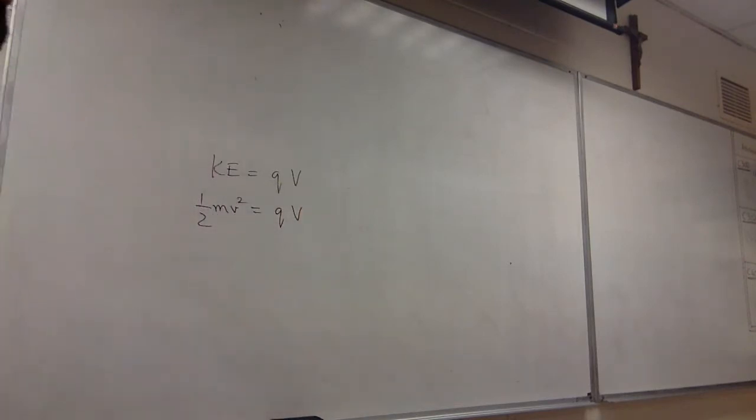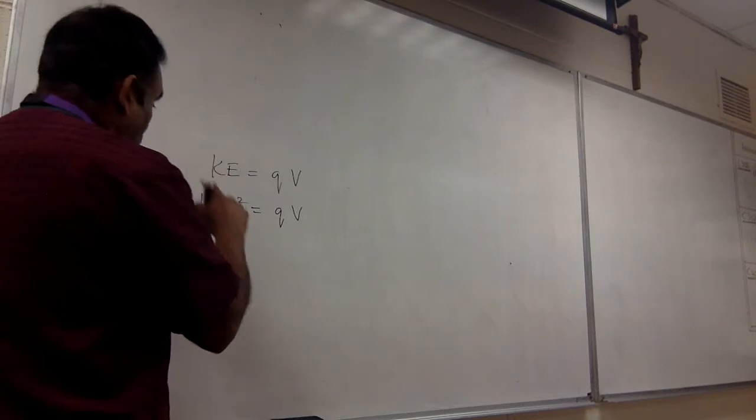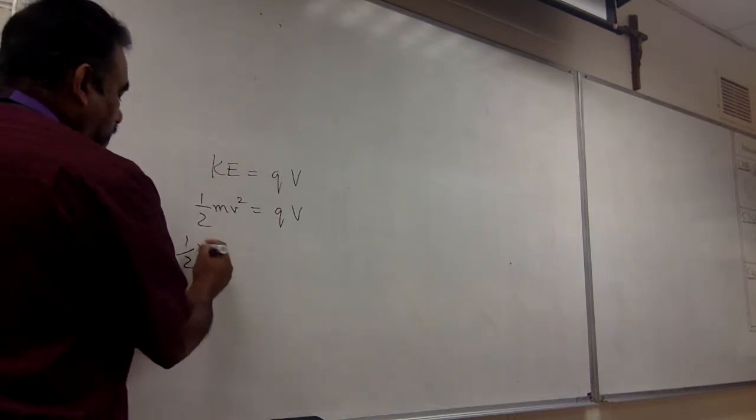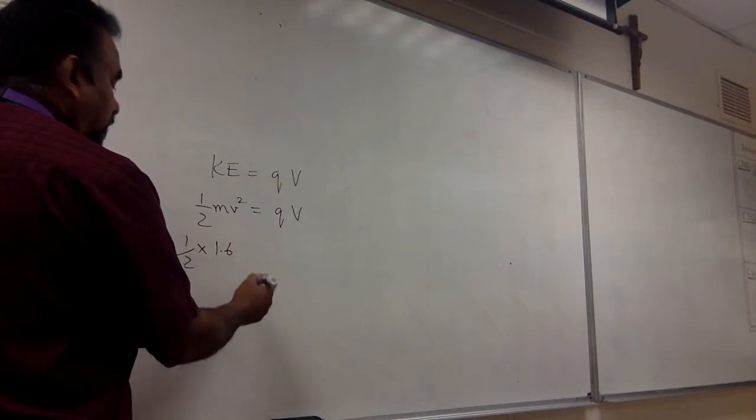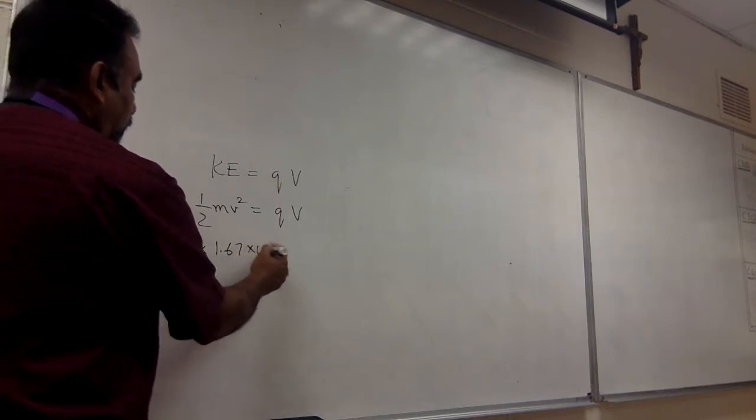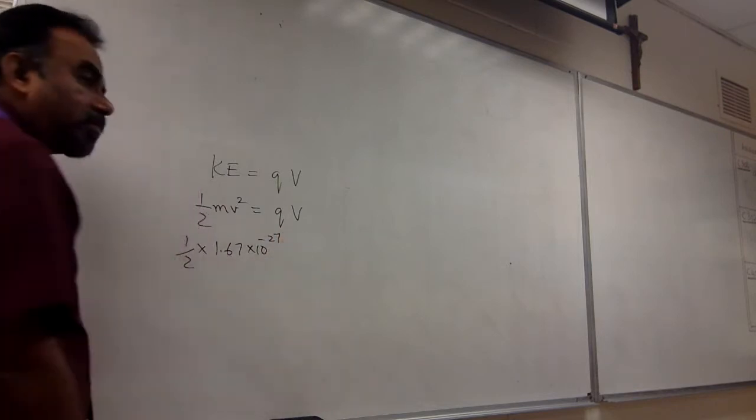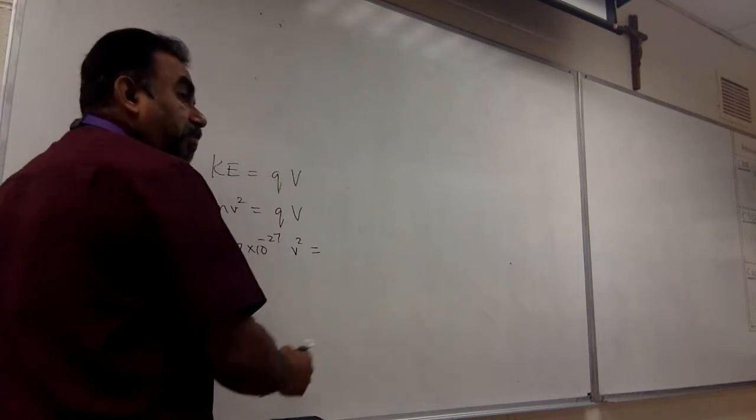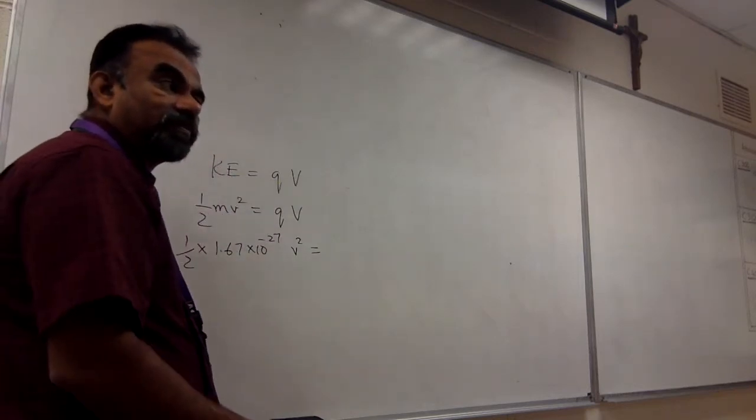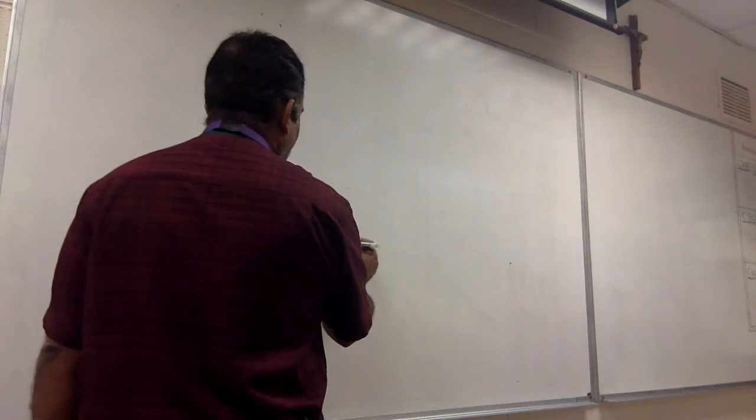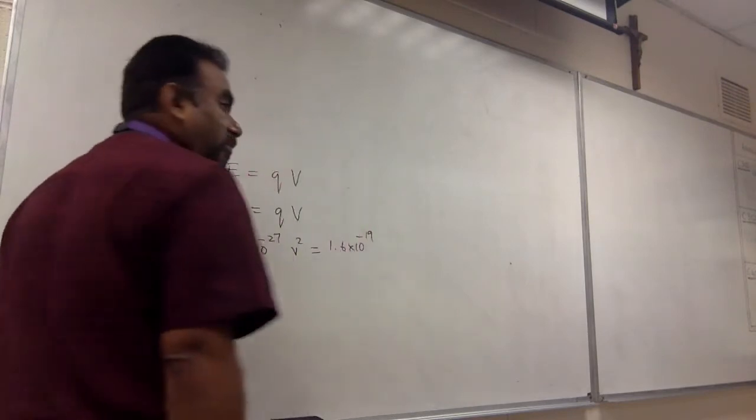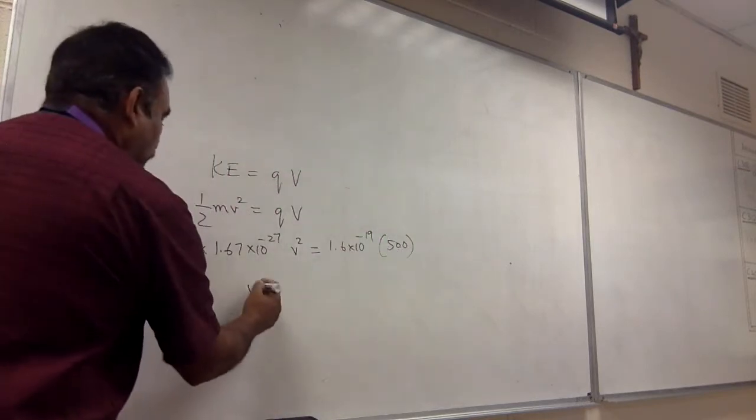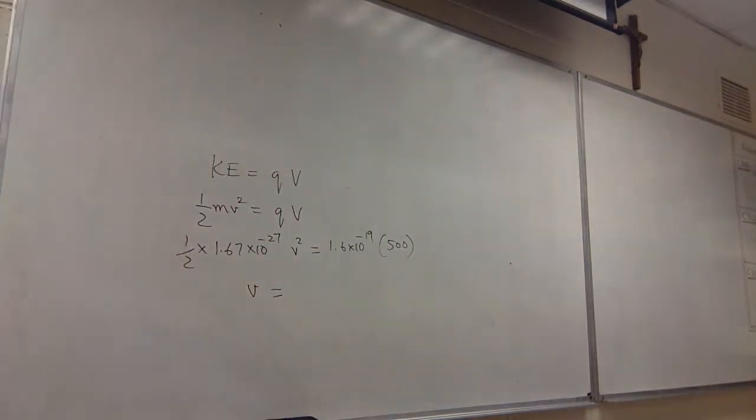Now you start plugging in numbers. The mass of a proton will always be given to you. Yeah, what is it? So the mass of proton is 1.67 times 10 power negative 27 kilograms, times velocity squared, is equal to the charge of a proton, 1.6 times 10 power negative 19, the same as the electron's charge. And the potential difference I said is 500. So that will get you the answers. Work it out and tell me what answer you have.